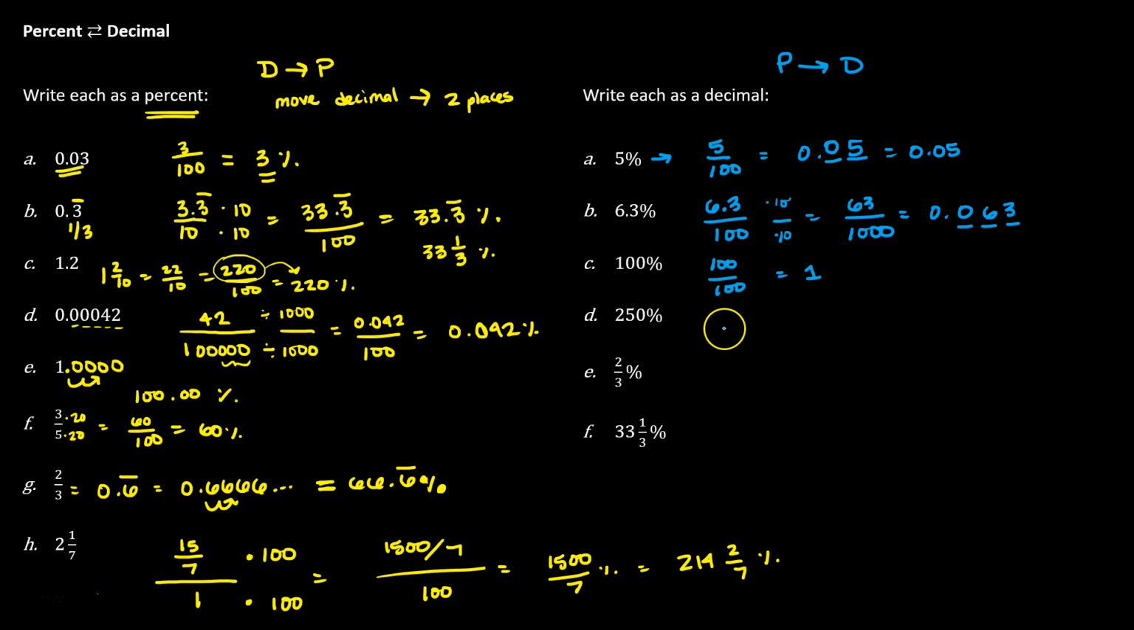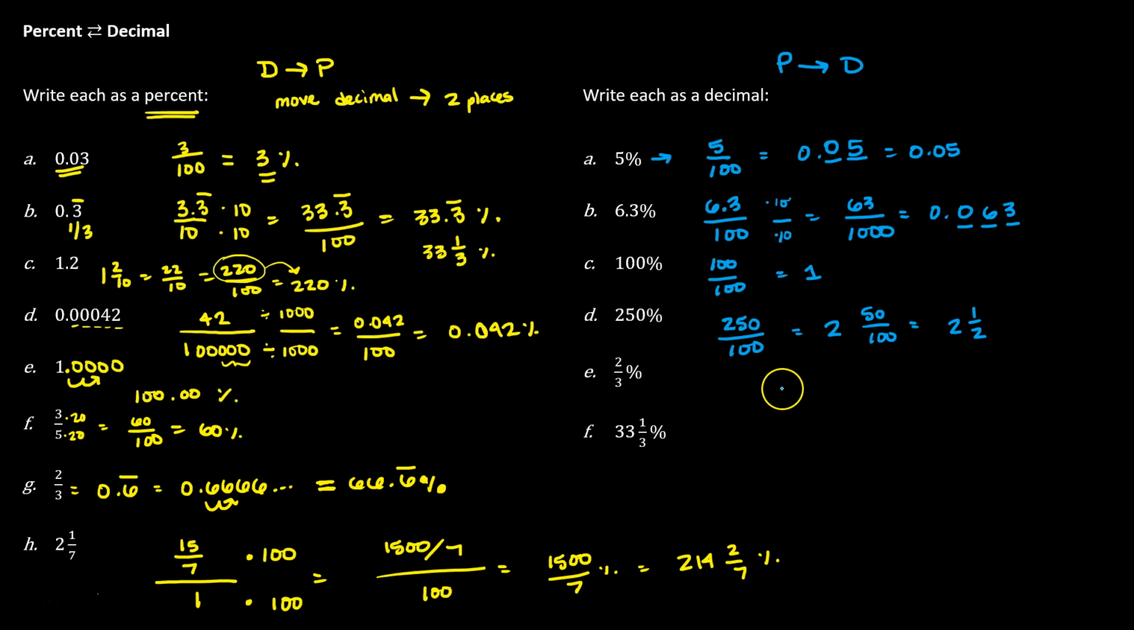Next, let's look at 250%. That would be 250 over 100. Now in this case, I know 100 fits into 200 twice, so I could turn this into a mixed number, 2 and 50 over 100. And I could simplify that fraction. Mixed numbers should always have simplified fraction parts. So that would be 2 and 1/2.